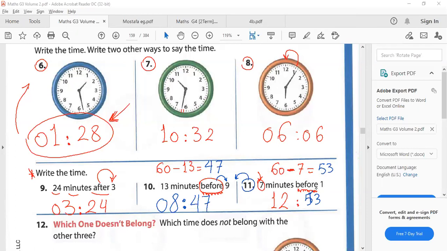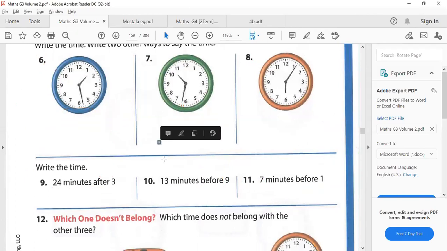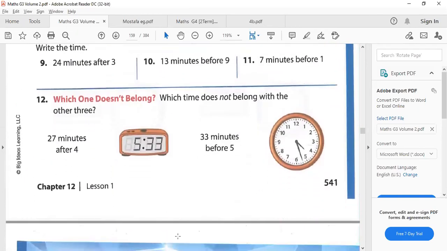And the last question will be for Ahmed Saleh. Yes, Mister. Ahmed, the last question, please. Could you help me with it? It says, which one doesn't belong? Which time does not belong with the other three? So we need to write them all like this.